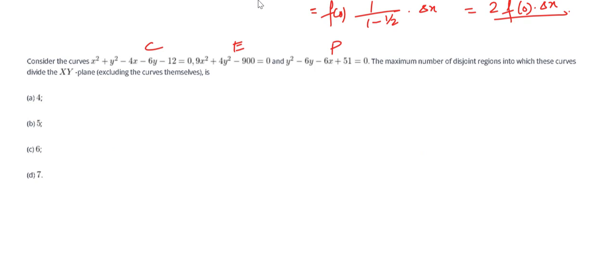The first one is a circle. Can you arrange it in the standard form of a circle? The standard form of a circle is (x minus h) square plus (y minus k) square equals r square, where the center is (h, k) and the radius is r. Remember? So, convert the first equation into this form. Tell me the equation. Just convert the three equations.